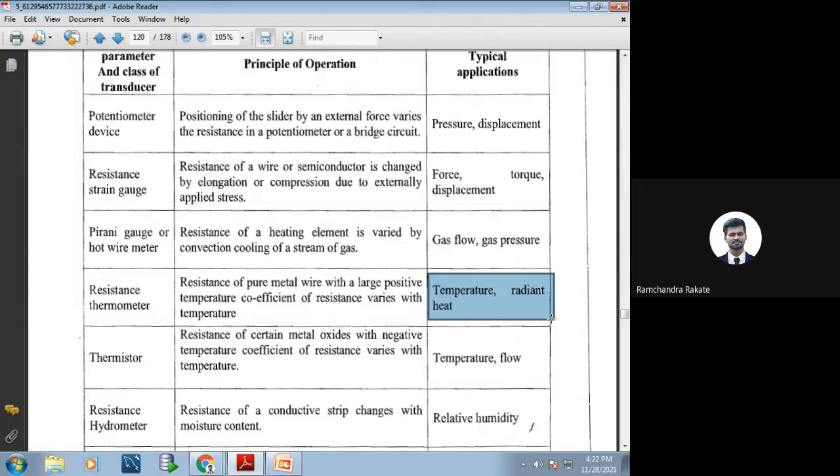Yes, what will be the next? Thermistor, correct?